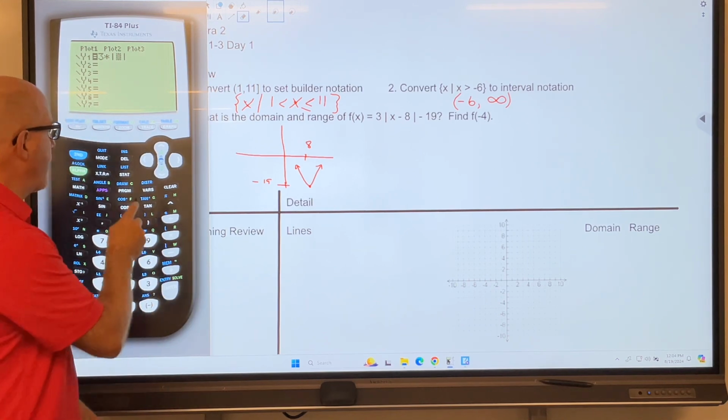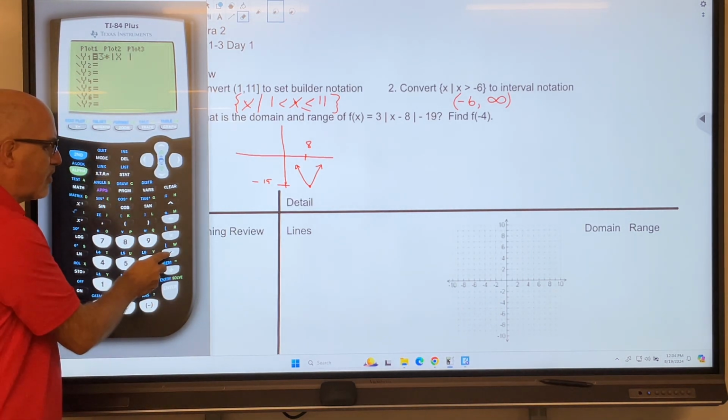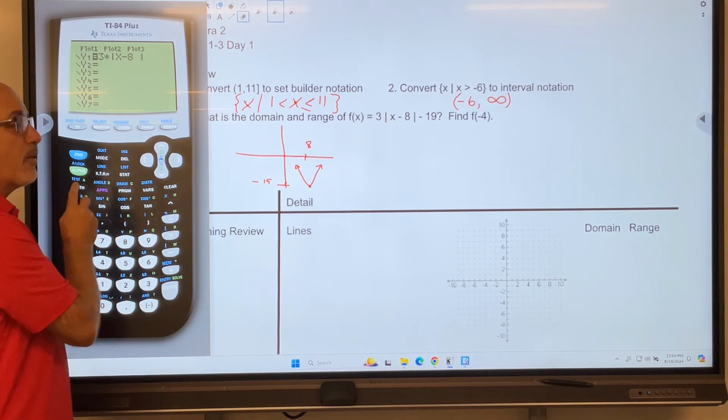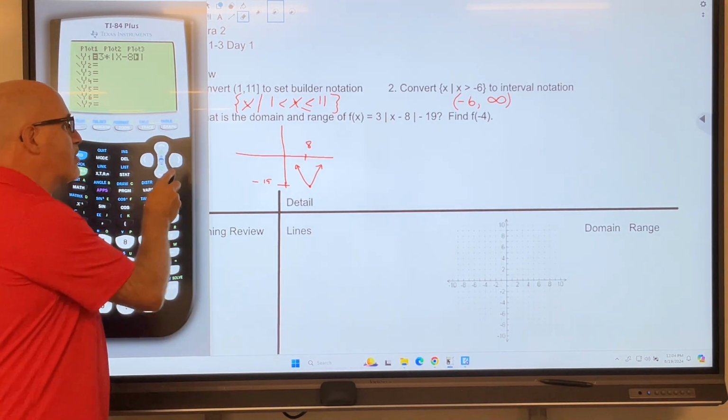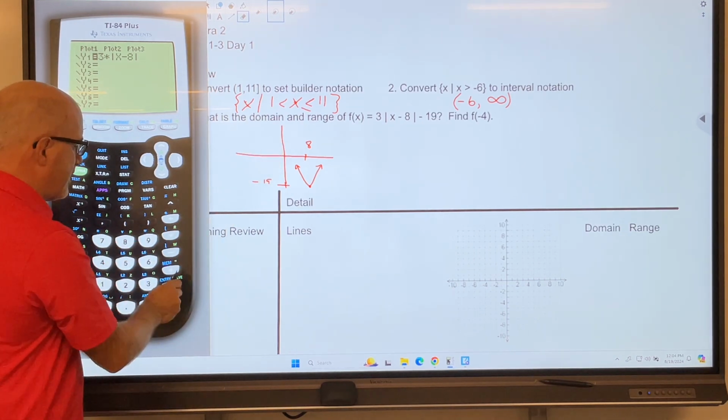ABS stands for absolute value, and then absolute value pops up for me. Inside the absolute value, I want to put an X, so there's X, the X key there. Minus is over here, 8. Now I want to get out of the absolute value, so you hit the right arrow to get outside of it, and then we're going to put the minus 19.